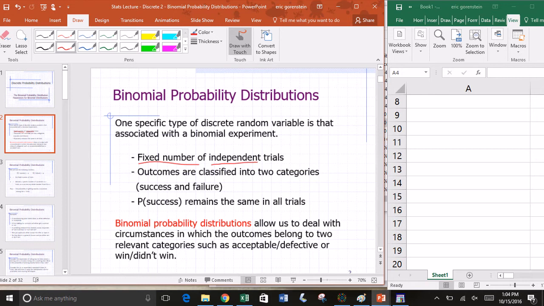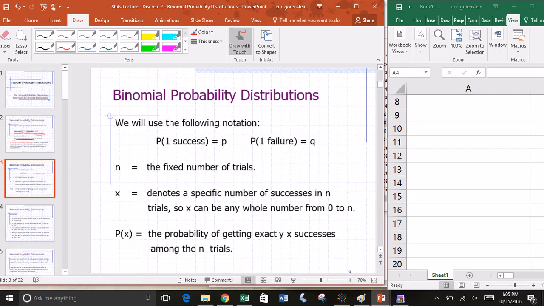Two, those trials are independent. Three, and this is why it's called binomial, outcomes are classified into two categories. Now, we normally call these success and failure. Success doesn't always mean something good. It just means the outcome that we're looking to specify as a probability. And four, the probability of success remains the same. So each of the independent trials has the same probability of success. If all four of these criteria are met, then we say the process is binomial, or the experiment is binomial.